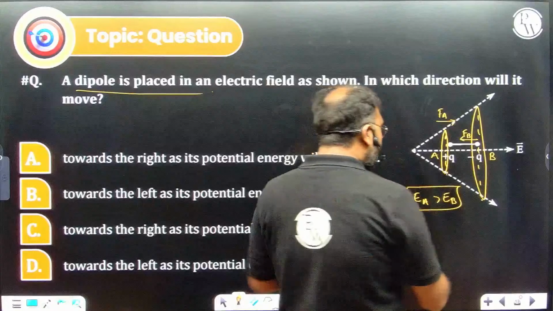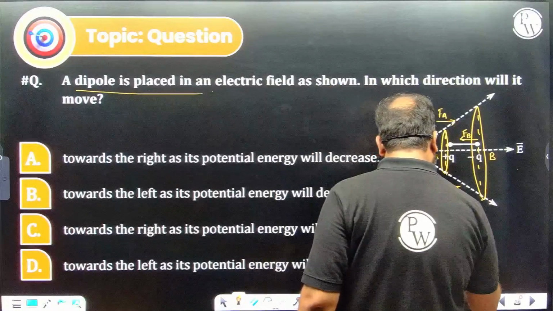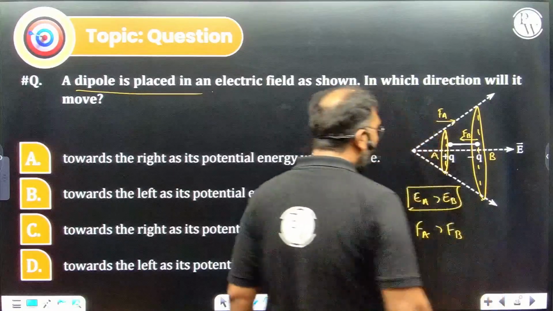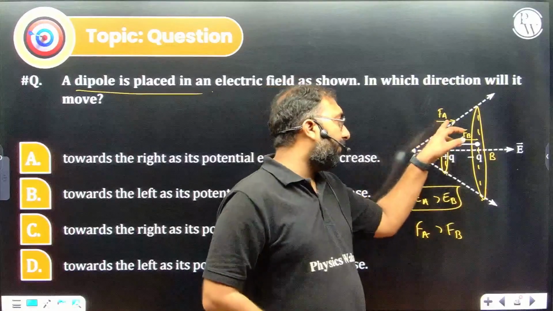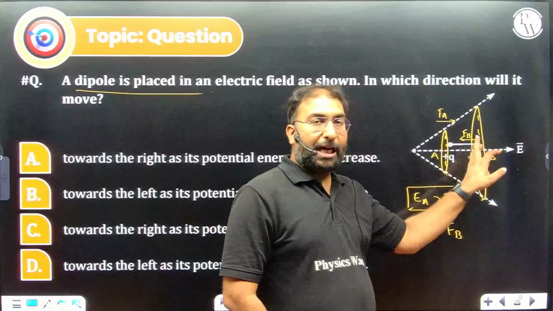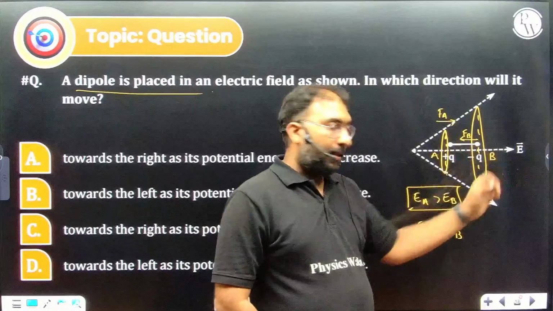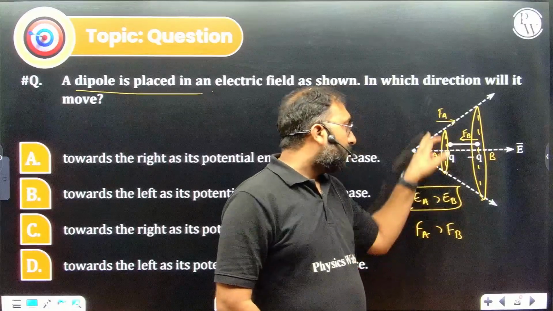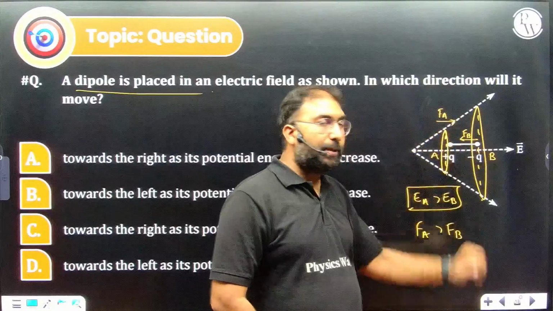So FA is greater than FB. Because force A will be charge multiplied by electric field at A, and this will be charge multiplied by electric field at B. But electric field at A is greater, so this force will become greater and this force will become smaller.